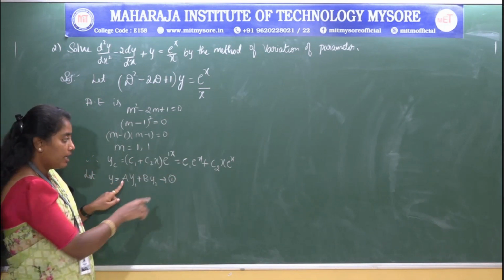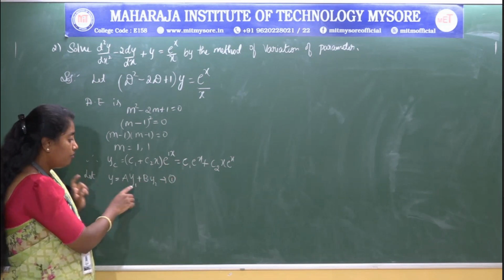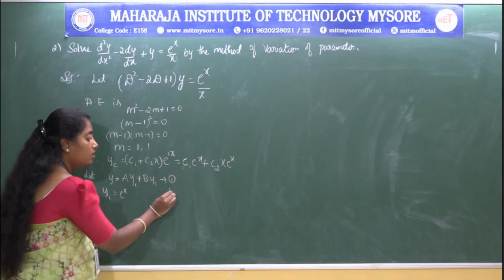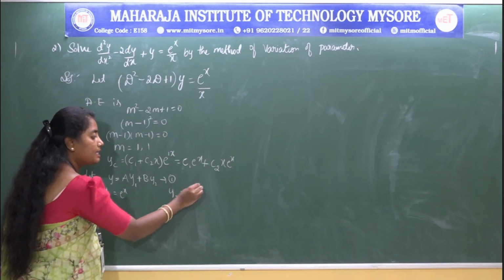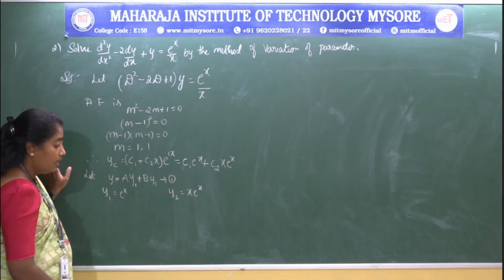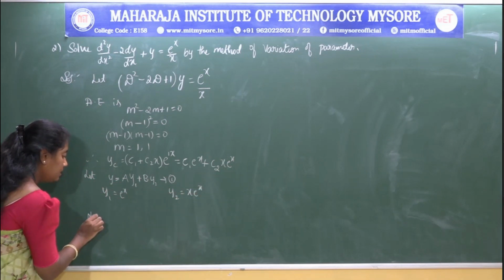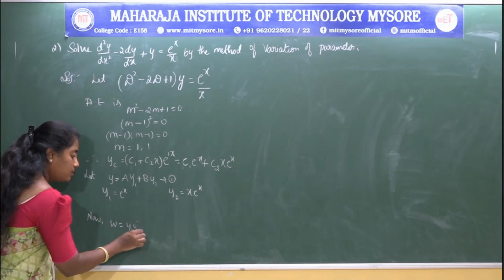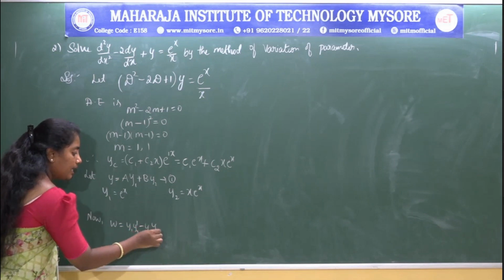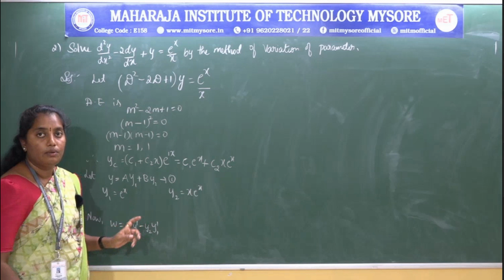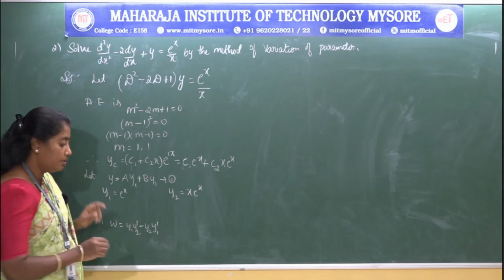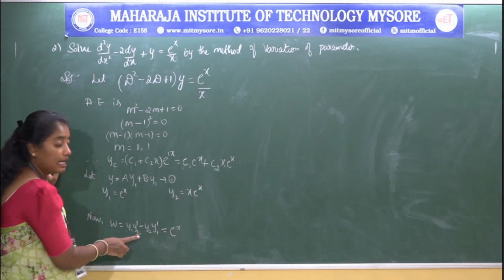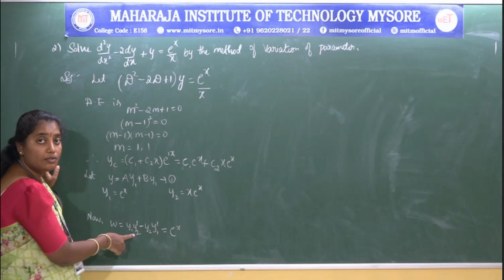Comparing these two, the value of a is c1, the value of y1 is e^x, and the value of y2 is x e^x. Then we have to find the Wronskian, that is W. W is equal to y1 y2' minus y2 y1'. What is the value of y1 here? That is e^x. Next we need the derivative of y2.